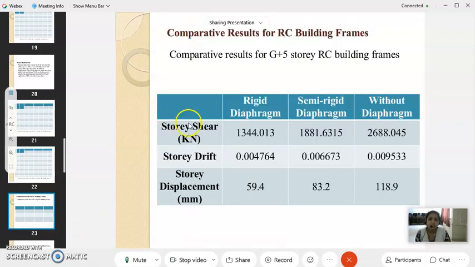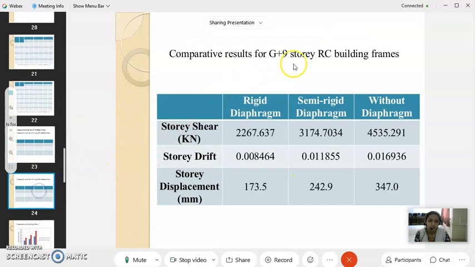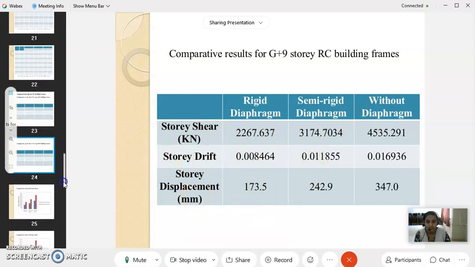This is a comparative result for the RC building frame for rigid diaphragm, semi-rigid diaphragm and without diaphragm. This shows the maximum story shear, story displacement and story drift. This is for the G plus 5 story building. Next, this is for the G plus 9 story RC building, for rigid diaphragm, semi-rigid diaphragm and without diaphragm: maximum story shear, maximum story drift and maximum story displacement.